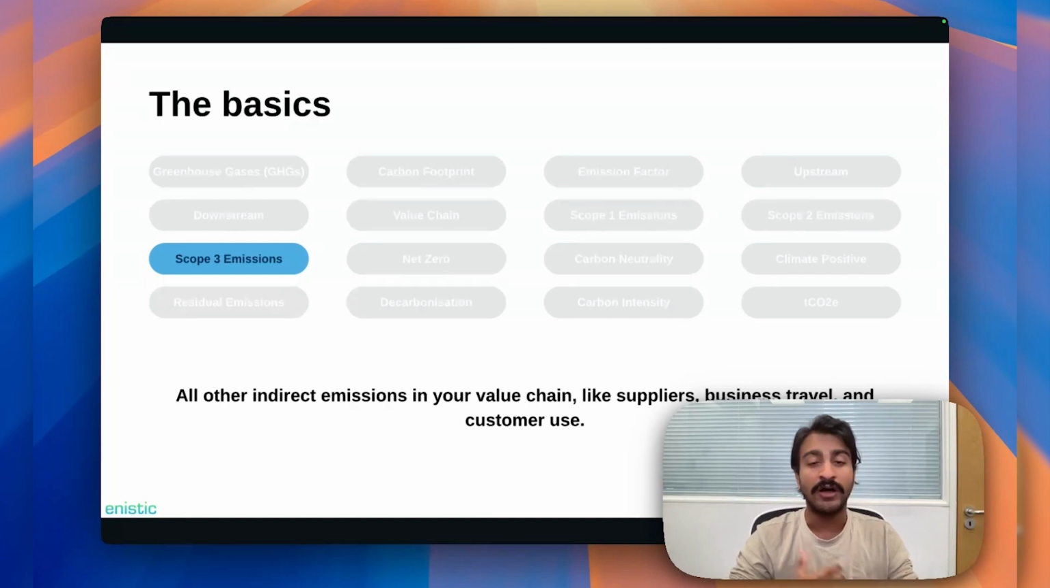Scope 3 are all other indirect emissions in your value chain. Suppliers, business travel, waste, and customer use, for example. All in all, there are 15 Scope 3 categories, and these often form the vast majority of the emissions for a company. We'll go through these in detail in another Carbon College video.